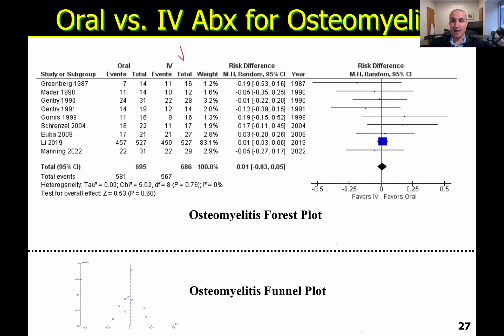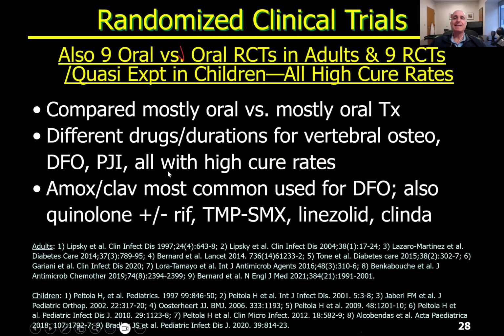Now, separate from these 9 randomized controlled trials, completely separate, there are 18 other studies, 17 of which are randomized controlled trials, one of which is a quasi-experimental pre-post study, 9 in adults and 9 in kids, in which both arms predominantly studied oral therapy for osteomyelitis. These studies were either comparing different oral regimens or different durations of therapy. And in all of these studies, in both arms, the cure rates were in the same 75 to 85% range that we've come to expect from osteomyelitis trials.